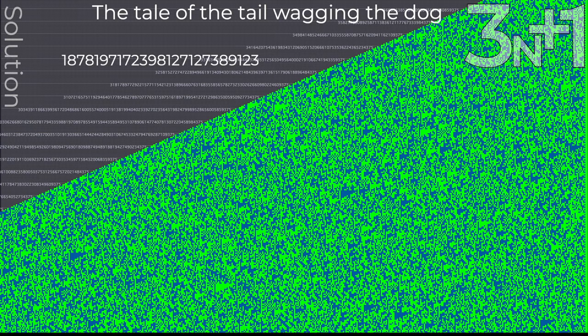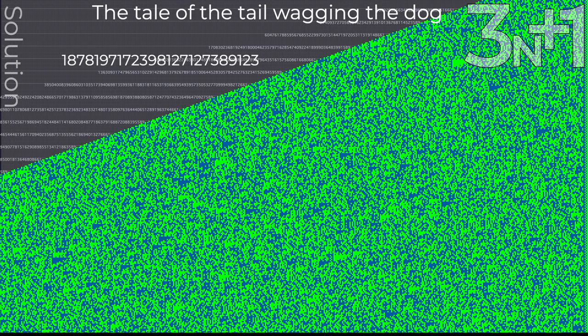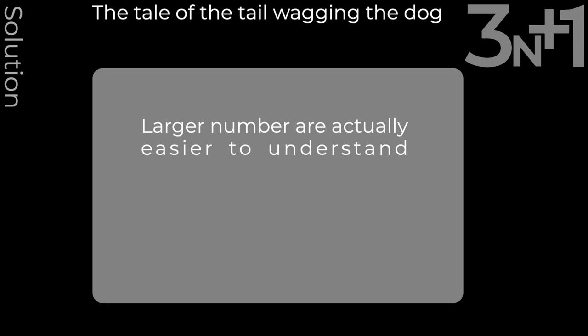Or 7n plus 1 and divide by 8, again the same number. Here we already see several of the mentioned red herrings in action. And it leads to a profound conclusion. Larger numbers are actually easier to understand. Also, the likelihood of a cycle or a runaway is now vanishingly small. The tail will always catch up with the head.